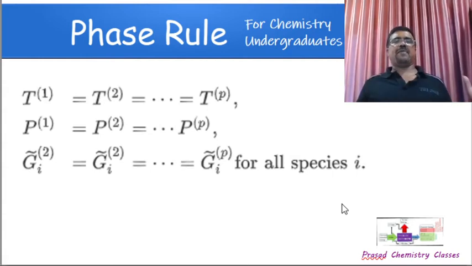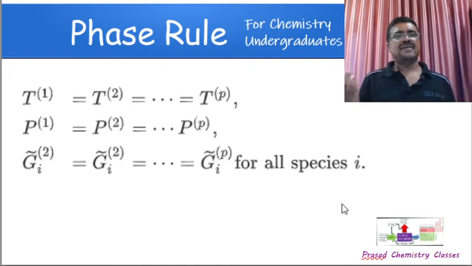Temperature should be the same in all phases. Pressure should be the same in all the phases. Then G_i bar. What does G_i bar indicate? G_i bar simply indicates chemical potential, or free energy per mole. Hope you get it.